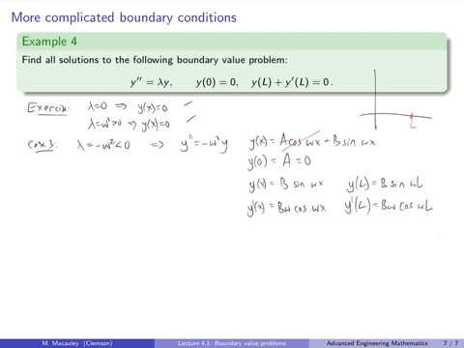Okay, so let's solve this. We have to add these up and get 0. So y of L plus y prime of L equals, I can factor out a b, times sine of omega L plus omega cosine of omega L, and that has to be equal to 0. So b could be 0, in which case we get nothing new, so let's ignore that case. Otherwise, this guy is equal to 0.